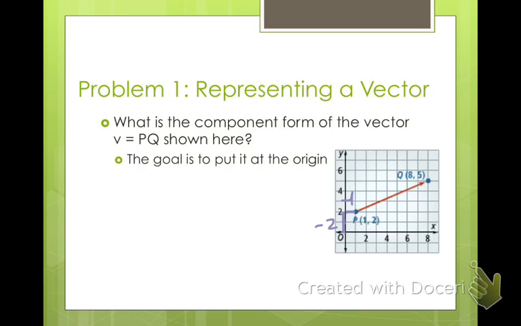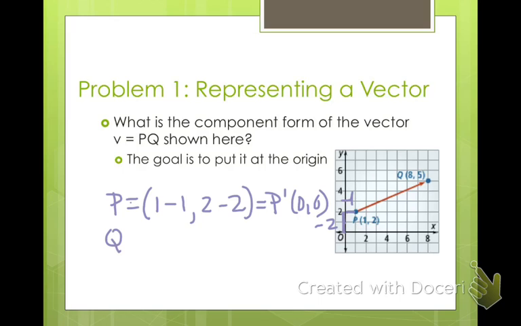We're going to take those coordinates. To move it left, is that an x value or a y value? Well, that's an x value. So we have P equals 1 minus 1 and 2 minus 2. That gives us our new P point at (0, 0). Now whatever we do to P, we also have to do to Q. So Q equals 8 minus 1 and 5 minus 2. Our new Q is (7, 3). So that's our new terminal point.